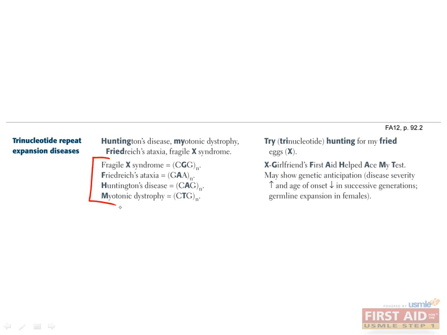This is a list of the most commonly tested trinucleotide repeat disorders. You can remember them using the mnemonic, Try hunting for my fried eggs, which represents trinucleotide repeats, Huntington's, myotonic dystrophy, Friedreich's ataxia, and Fragile X syndrome. They can be inherited in a variety of ways. For example, Huntington's is autosomal dominant, and Fragile X is X-linked recessive.